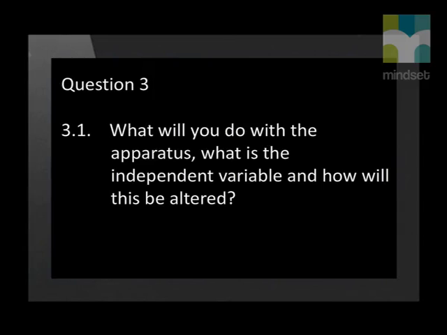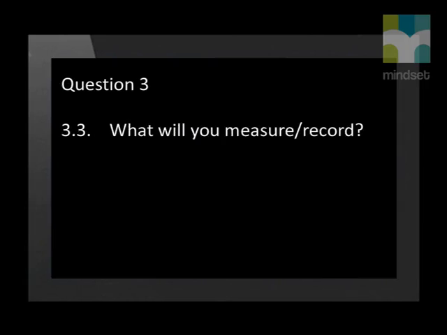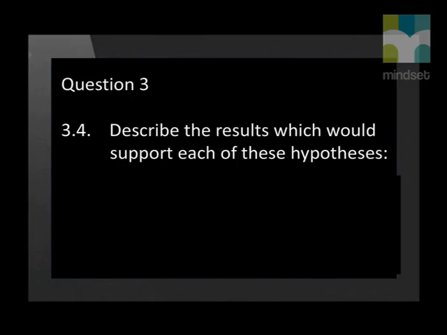What is the independent variable? And how will this be altered? What variables will you need to control for between the treatments? What will you measure or record? Describe the results which would support each of these hypotheses.